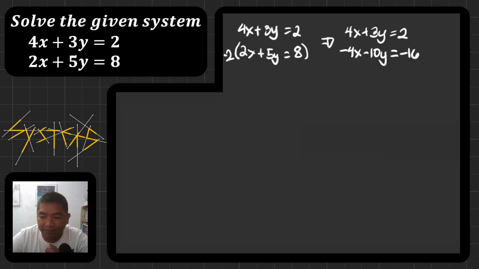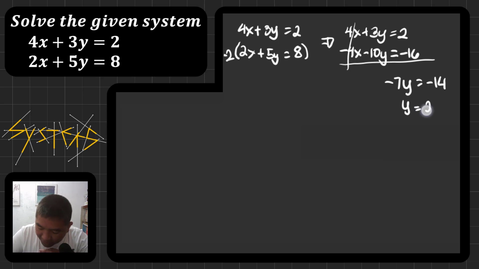slope of a line. With this we can now add them and cancel out 4x and negative 4x, leaving y. That's the first variable that you can solve now. So positive 3y minus 10y, I have negative 7y, equal to the other side, 2 minus 16, which is negative 14. So y, when dividing both sides by negative 7, you will have positive 2. This is the value for the variable y. But if you are not convinced, you also have a way to check this.